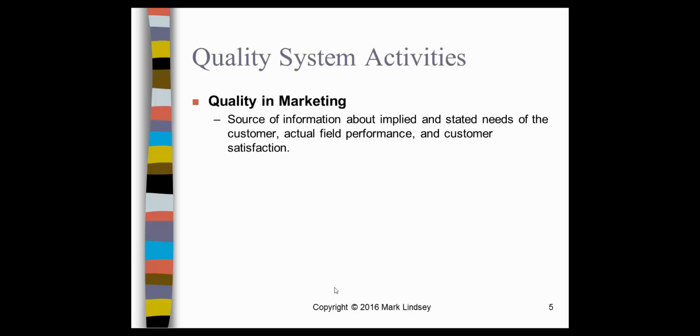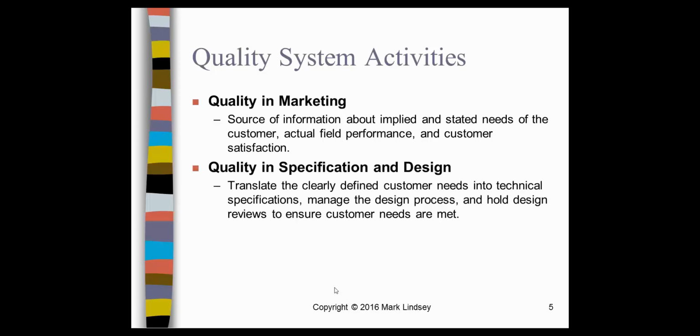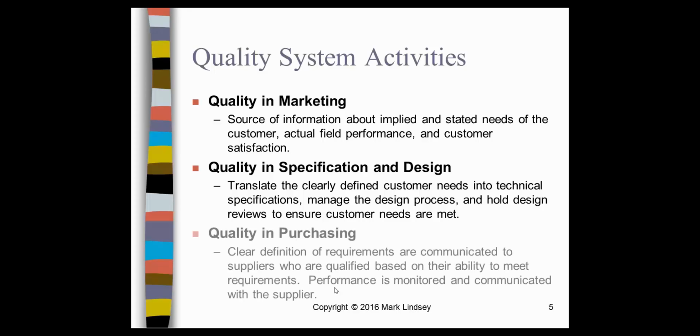Looking at the quality system activities, you have quality and marketing. Places to look at would be the implied and stated needs of the customer, actual field performance, and customer satisfaction. Those are just some examples. Quality and specification design: you need to be able to translate the clearly defined customer needs into technical requirements, basically the what's into the how-tos. Manage the design process and hold design reviews to ensure customer needs are met.